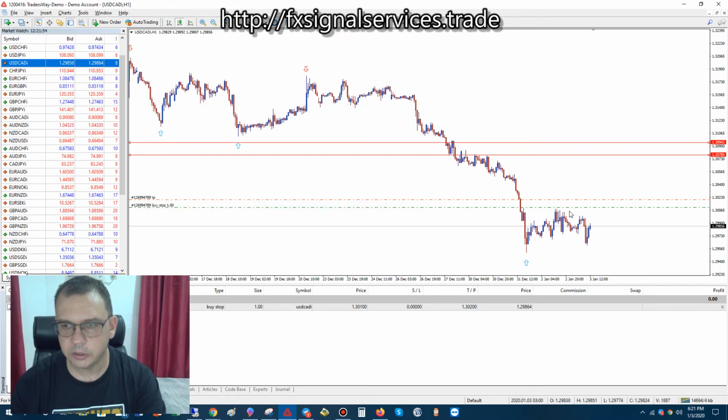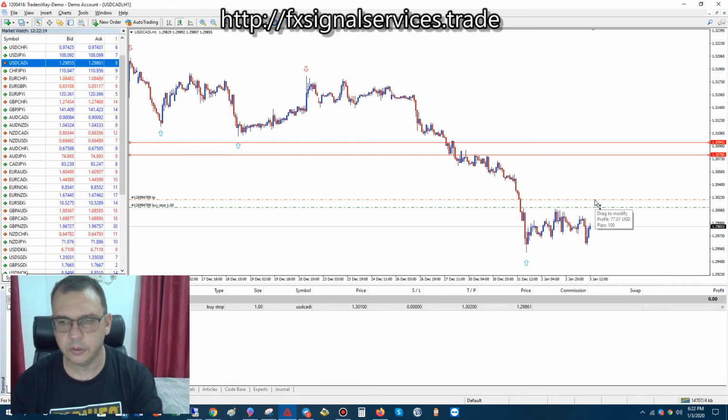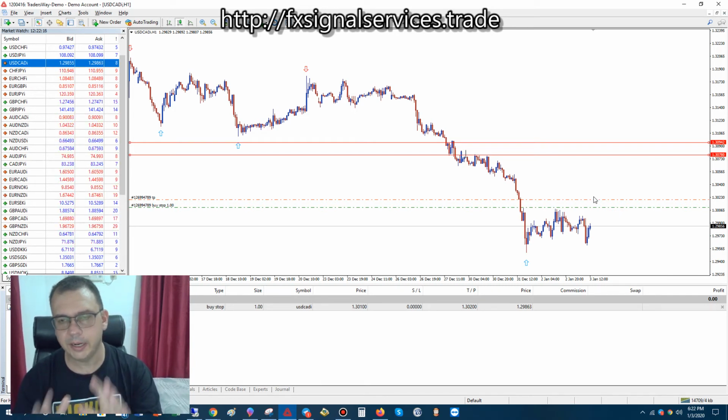If the price goes back up, this right now is a strong level of resistance. If the price goes up and breaks that level of resistance, it's going to keep going up. 100 points is not a lot, but it's enough profit. 100 pips right here is plenty of profit for one single trade. So that's what I wanted to get out to you.